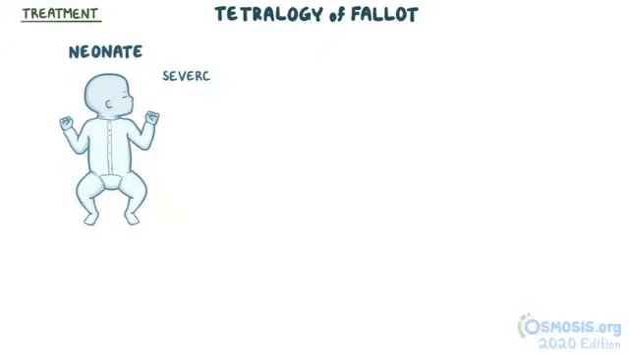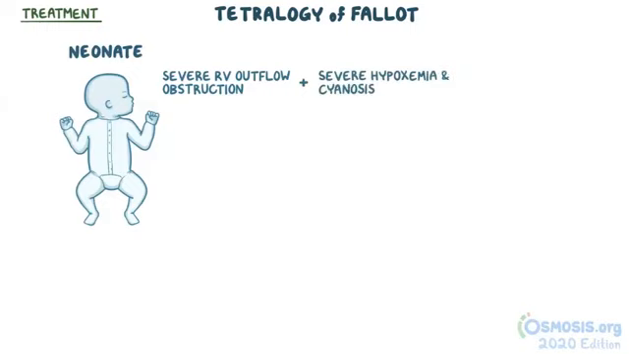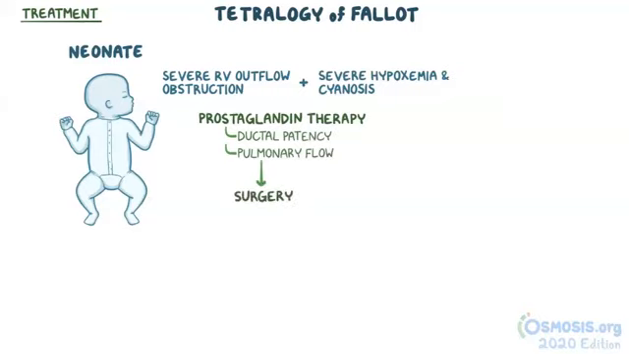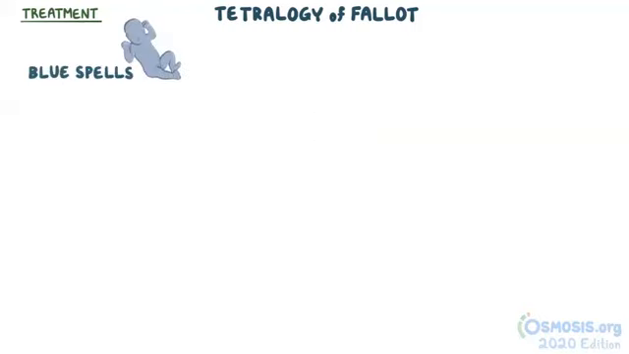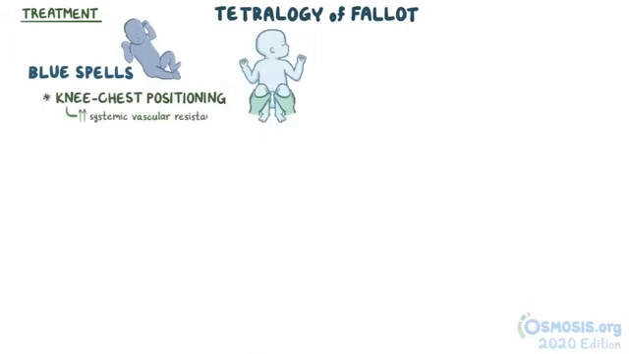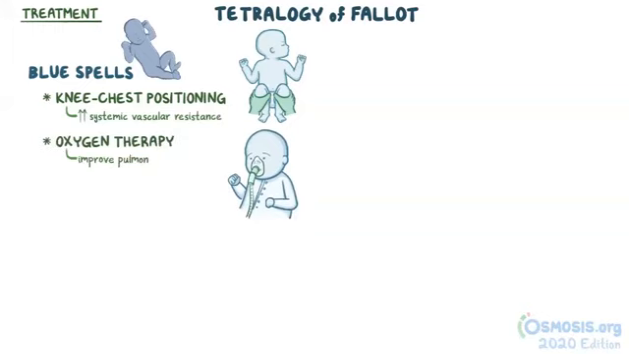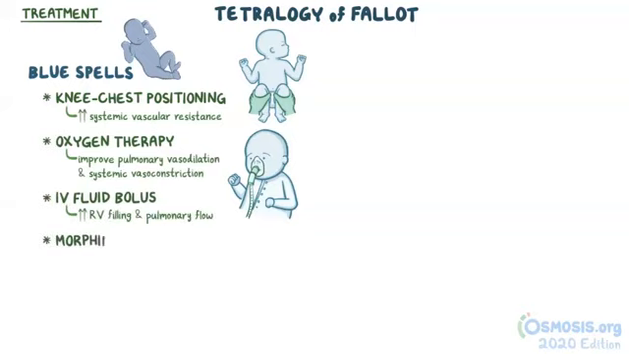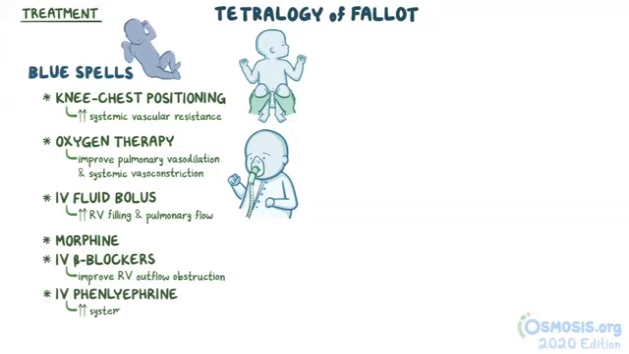Treatment of neonates with severe right ventricular outflow obstruction, presenting with severe hypoxemia and cyanosis, consists of prostaglandin therapy to maintain ductal patency and pulmonary flow before surgical repair. Blue spells require a rapid and aggressive approach including knee-chest positioning to increase systemic vascular resistance, oxygen therapy to improve pulmonary vasodilation and systemic vasoconstriction, intravenous fluid bolus to increase the right ventricular filling and pulmonary flow, morphine, IV beta blockers to help improve the right ventricular outflow obstruction by relaxing the muscle, and intravenous phenylephrine to increase systemic afterload.